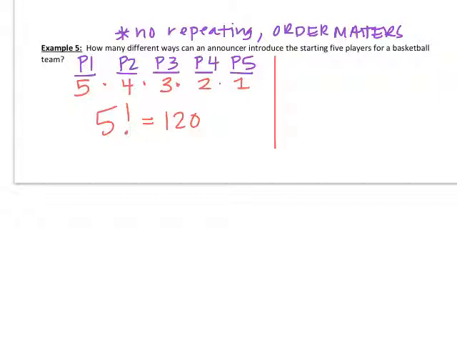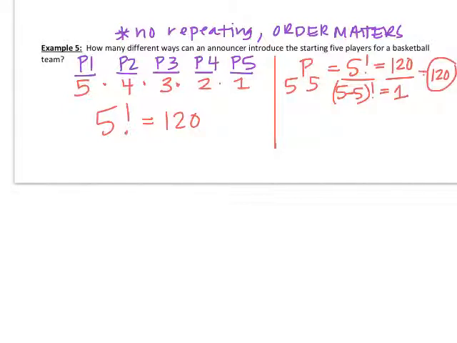If I did this with permutations, I would have 5 players to pick from, but I'm also picking 5. So I would see this as 5 factorial over 5 minus 5 factorial, and from a previous lesson, 0 factorial is just 1, and 120 is going to be the numerator. So that just means that we have 120 different ways again. This is just comparing the multiplication counting principle to permutations, and again we see that the result is exactly the same. So no repeating and order matters, you use permutations.